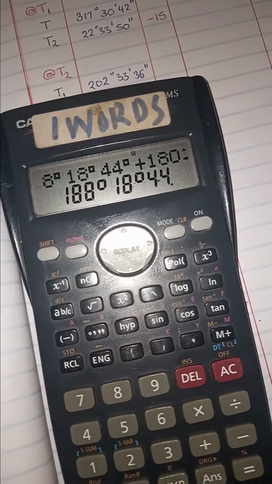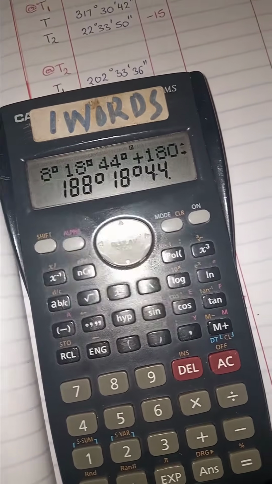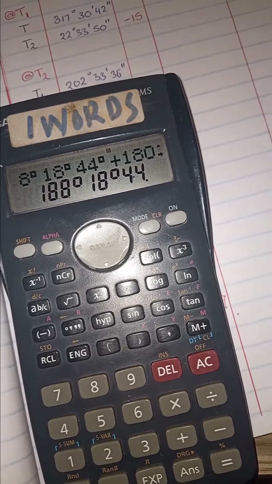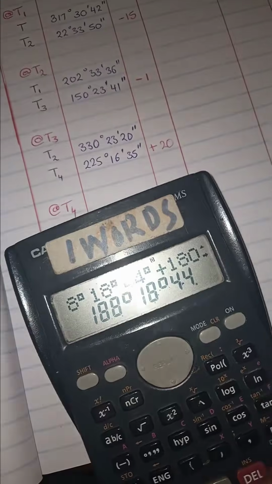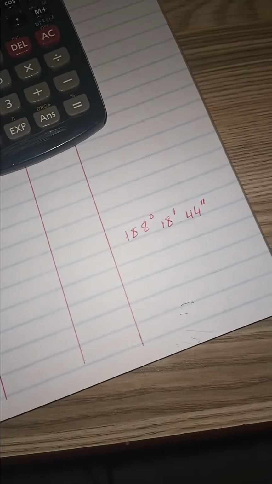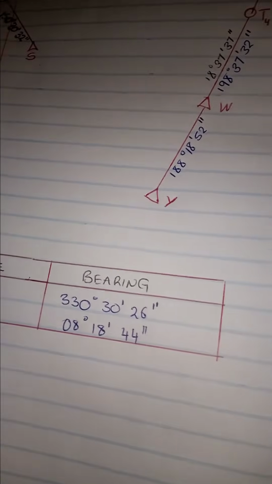So I'll have my final fore bearing there, the corrected final bearing there of 188, 18, 44, and this is the value that I'm going to write here on this final bearing. So that is 188, 18, 44. So you remember where we have gotten that value from. So I have gotten it from the table there.